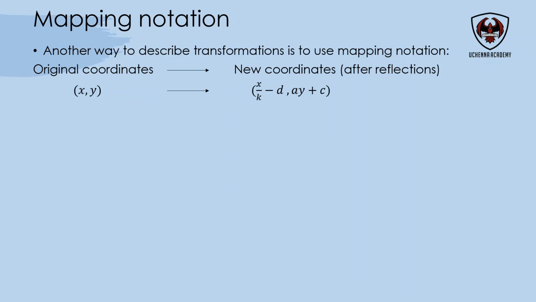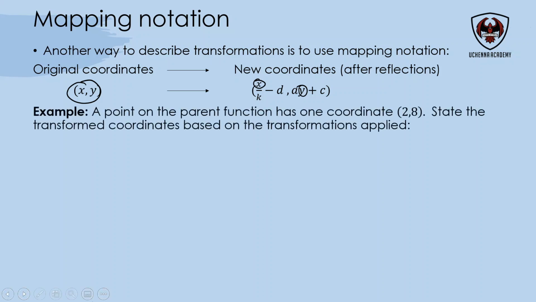To sketch functions, we use what's called mapping notation. Mapping notation is really a way to see what happens to each individual coordinate. So if I start off with X and Y as my original coordinate, they're both going to get affected by K and D for the X coordinate and A and C for the Y coordinate, because K and D are horizontal transformations and A and C are vertical transformations. So if I start off with a point, let's say (2, 8), that's the original coordinate.